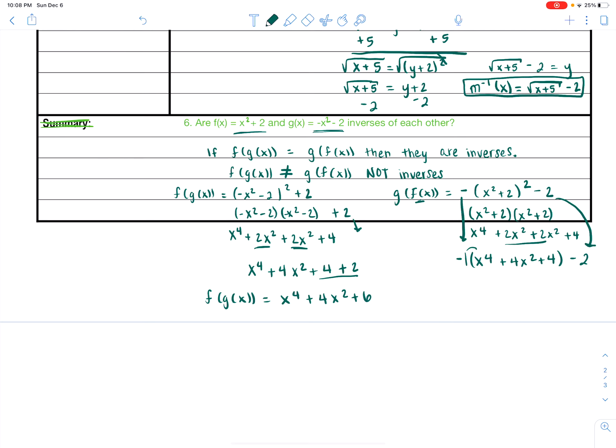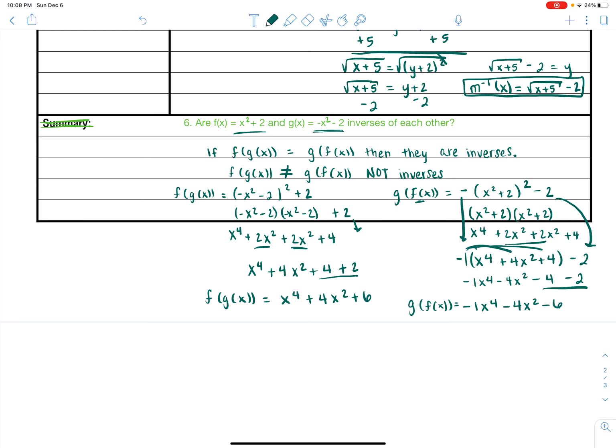So negative 1 times x to the fourth is negative 1x to the fourth. Negative 1 times 4x squared is negative 4x squared. And negative 1 times 4 is minus 4. Bring down your minus 2 and combine those. So you have negative 1x to the fourth minus 4x squared minus 6. So g of f of x is equal to that.